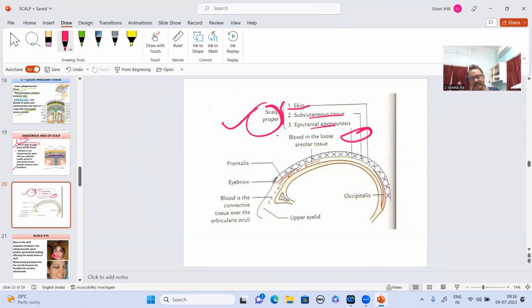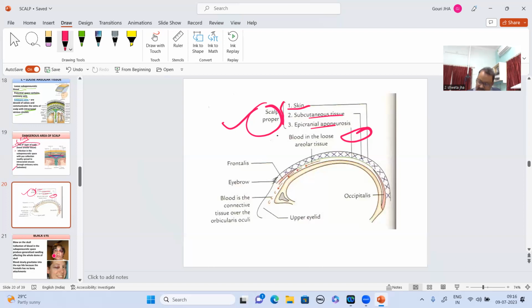Posteriorly, we have the bony attachment of the occipitofrontalis. Anteriorly, it is attached to the epicranial aponeurosis. Regarding the frontalis, it is attached to the muscles: the orbicularis oculi, the procerus, and the corrugator supercilii.